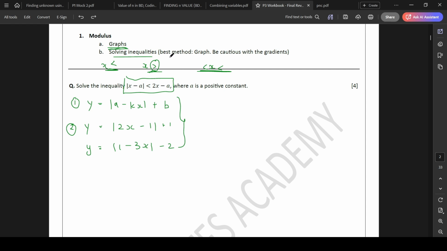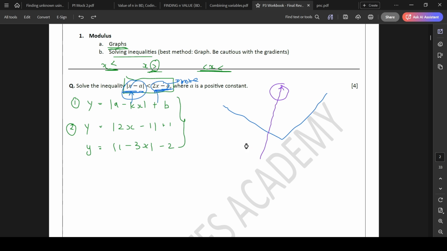But whenever you are dealing with the graphical approach, you need to be very, very cautious with the gradients that you are plotting. For example, if I have a modulus graph with a gradient of 1 and a straight line graph with a gradient of 2, I know that my line is going to be steeper compared to my modulus lines. So if a modulus graph looks like this, I don't know where exactly my straight line is going to pass, but if it is steeper, it's going to look like this. If it passes from here, I know that this straight line has to be steeper compared to this line.